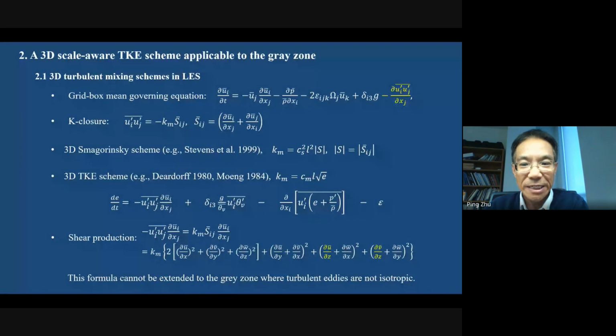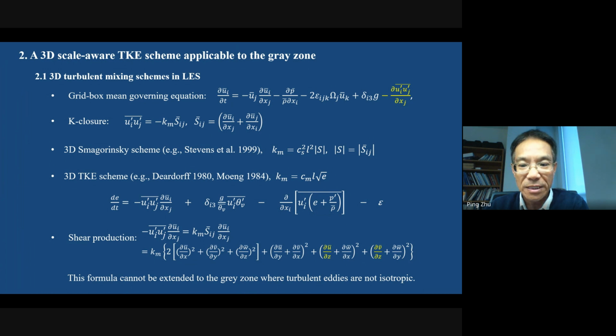So funded by JTTI, we've developed a 3D scale-aware TKE scheme applicable to gray zone. To understand how it works, let's first look at how turbulence is parameterized three-dimensionally in LES. A turbulence scheme is to parametrically determine the tendency terms in yellow in the governing equation. A common method is to link the turbulent fluxes to local gradient via eddy diffusivity Km, known as K closure.